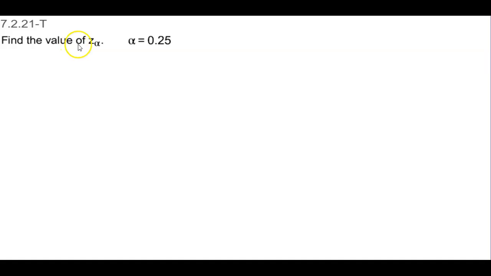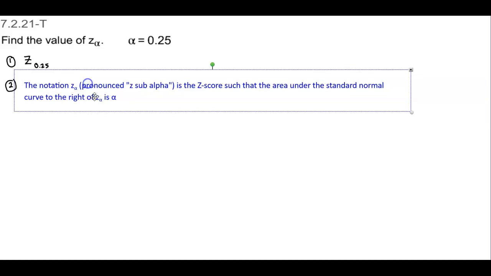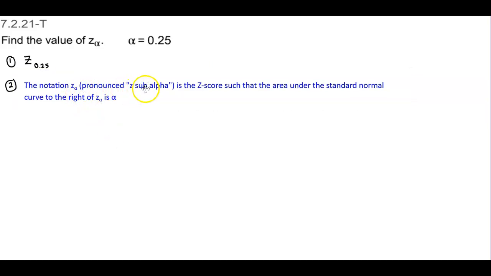7.2.21-T. We want to find the value of z subscript alpha, where alpha is equal to 0.25. So basically what we're looking for is z with a subscript of 0.25. Okay, so what does that mean? Whenever you see it in this form, the notation z sub alpha is the z-score such that the area under the standard normal curve to the right of z alpha is alpha. So therefore 0.25 represents the area to the right.